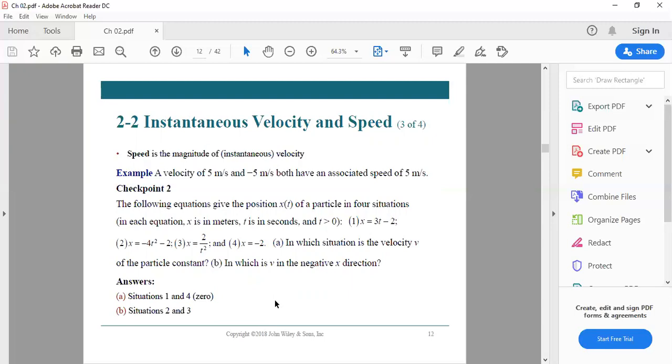So, the following equations give the position x of t of a particle in 4 different situations. You can see them there. In which situation is the velocity v of a particle constant? In which is v in the negative x direction? And then you can see the answers listed below.